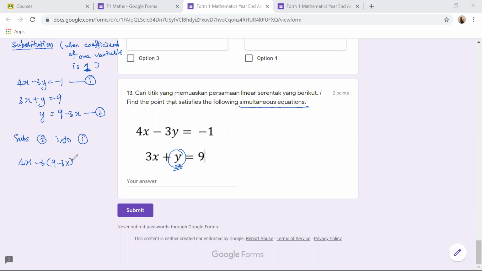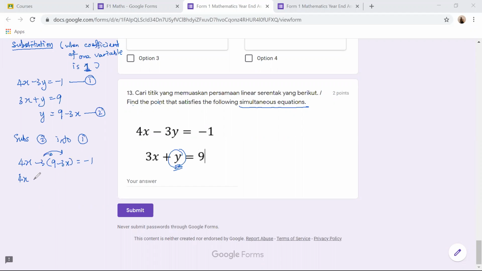All right. So 4x minus 3 times (9 minus 3x), that is y, equals to -1. You see, I don't give you direct questions. Solve the following simultaneous equation. I ask you to find the point of solution. Isn't it x, y? You can write in the coordinates form, right? Open up the bracket.